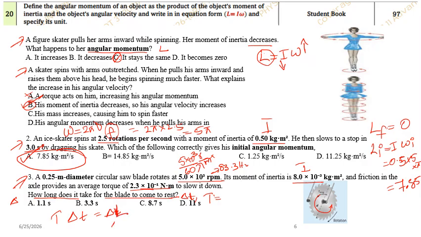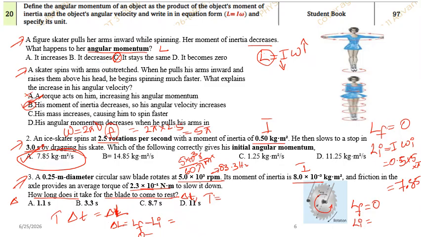Delta L will be equal to L final minus L initial. So what is L initial? L initial I need to calculate. What is L final? L final is easy to calculate. Let me write it over here. L final will be 0. Why? Because it is coming to rest. So L final is 0. But what about L initial? How do I calculate it?